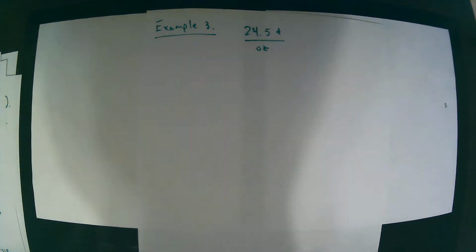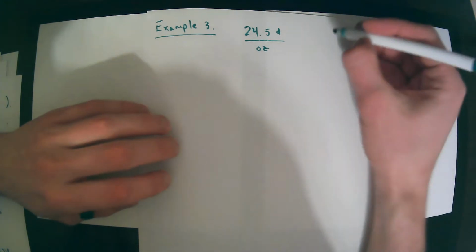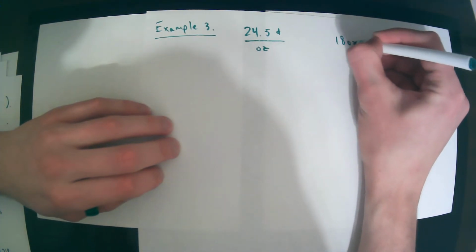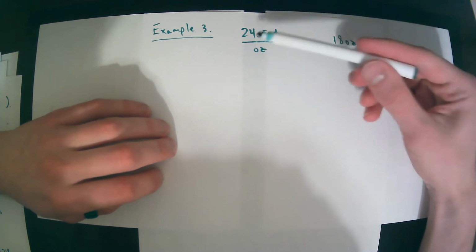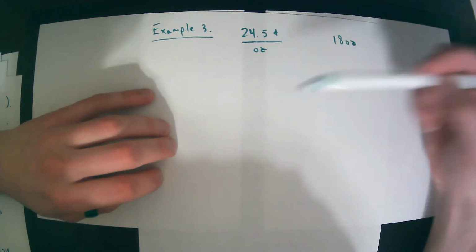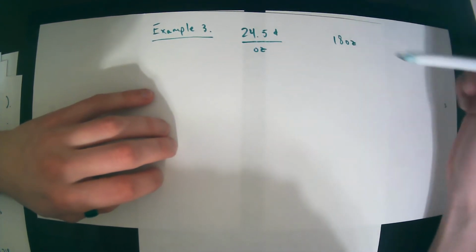Alright. And what would a bag of chips cost if it contained 18 ounces? Round your answer to the nearest cent if necessary. Okay, so we've got an 18-ounce bag. Now this should be more intuitive to you. If it's 24.5 cents per ounce and you've got 18 ounces, how do you find what the total cost would be?